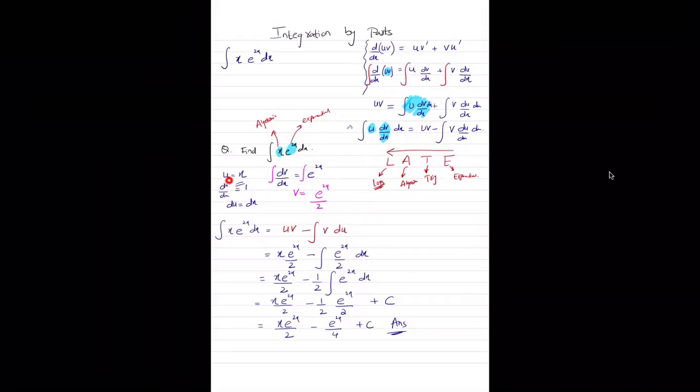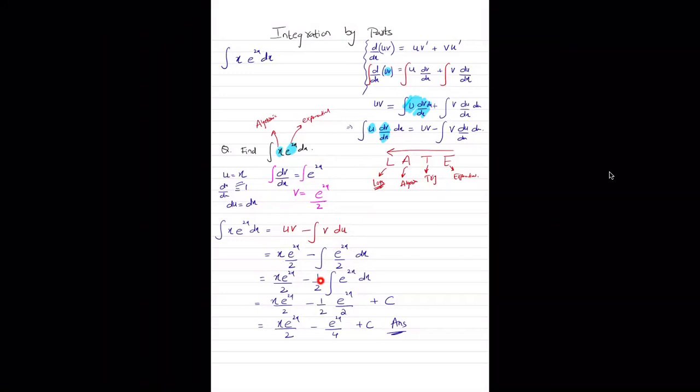So differentiation of u with respect to x, du by dx, is 1, so du equals dx. If you integrate the derivative of v, you are going to get v, and the integral of e to the power of 2x is e to the power of 2x upon 2. Once you are done with this, you just have to plug into the by parts formula. u was x, v was e to the power of 2x upon 2, minus integration of v, which is e to the power of 2x upon 2. du needs to be replaced with dx right now.